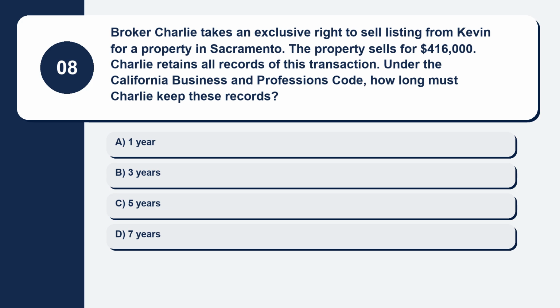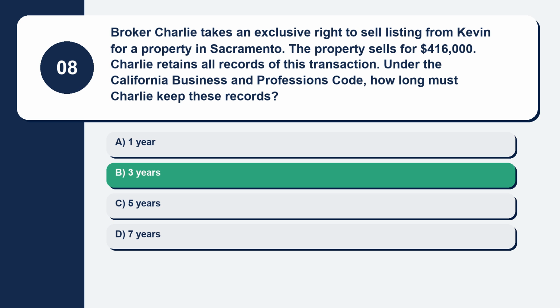Question 8. Broker Charlie takes an exclusive right to sell listing from Kevin for a property in Sacramento. The property sells for $416,000. Charlie retains all records of this transaction. Under the California Business and Professions Code, how long must Charlie keep these records? Here are your options. Option A, 1 year. Option B, 3 years. Option C, 5 years. Option D, 7 years. The correct answer is option B, 3 years.